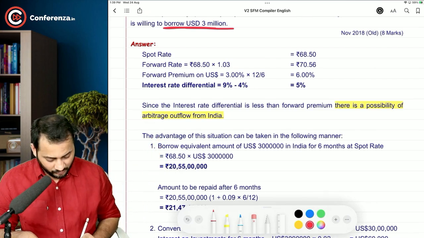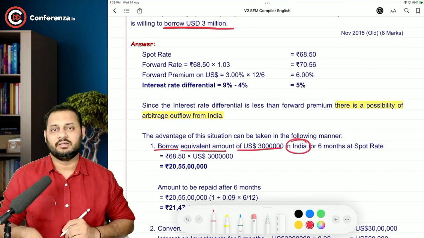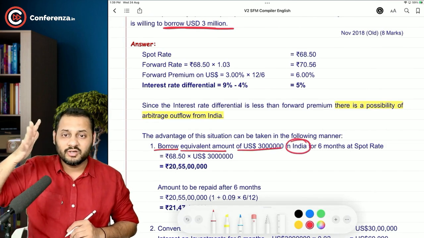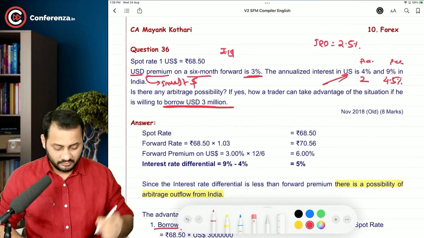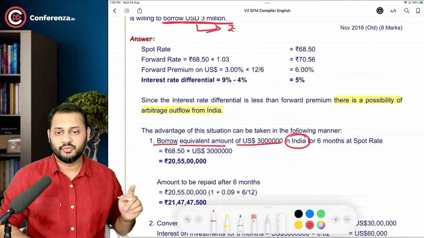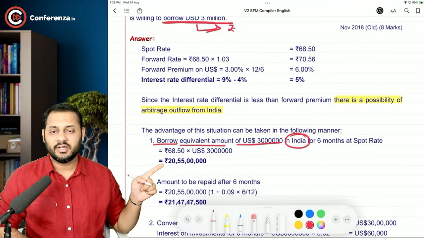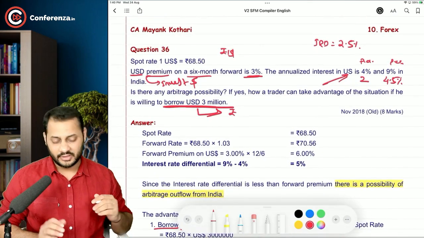See, borrow the equivalent amount of dollars in India. Don't borrow dollars. Borrow the equivalent amount of this much in rupees in India. So you are actually borrowing 20 crore 55 lakh rupees. And if you go this way, you will have a profit. I will just show you.